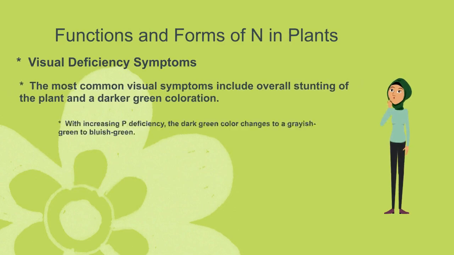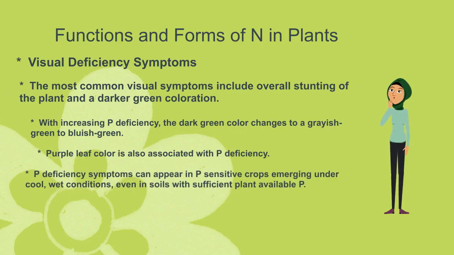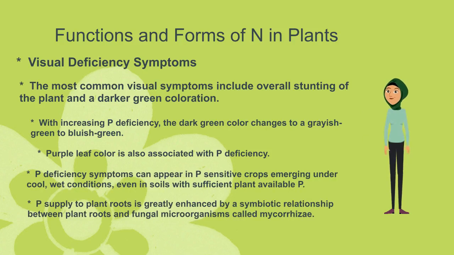Visual deficiency symptoms. The most common visual symptoms include overall stunting of the plant and a darker green coloration. With increasing P deficiency, the dark green color changes to a grayish green to bluish green. Purple leaf color is also associated with P deficiency. P deficiency symptoms can appear in P-sensitive crops emerging under cool, wet conditions. Even in soils with sufficient plant available P, supply to plant roots is greatly enhanced by a symbiotic relationship.